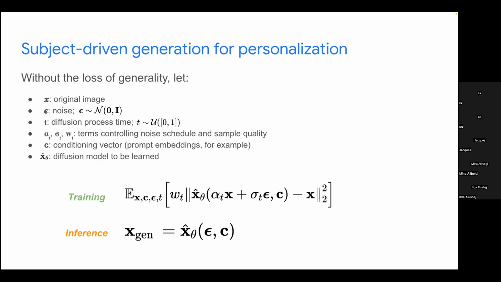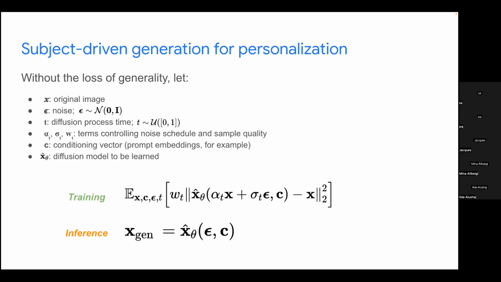So without loss of generality, let's be a bit more specific about how these text-to-image diffusion models are trained. We will assume X is our original image, then we sample some noise from a Gaussian distribution, and we also sample some time steps from a uniform distribution. Then we have some sample quality controlling factors, and your conditioning vector, which can basically be anything, but again, text embeddings are usually the conditions used for training these models. And then you have your diffusion model that is to be learned.